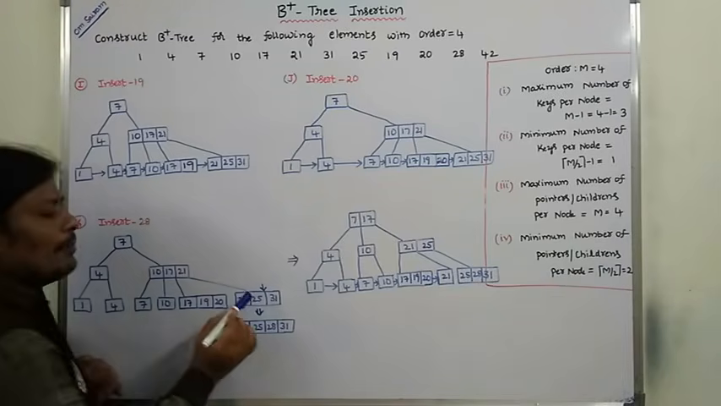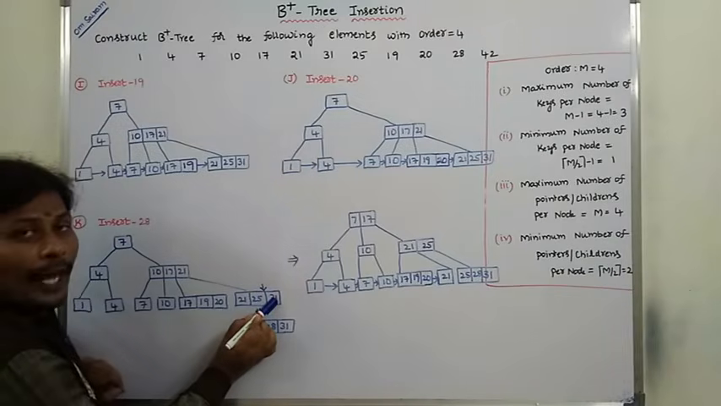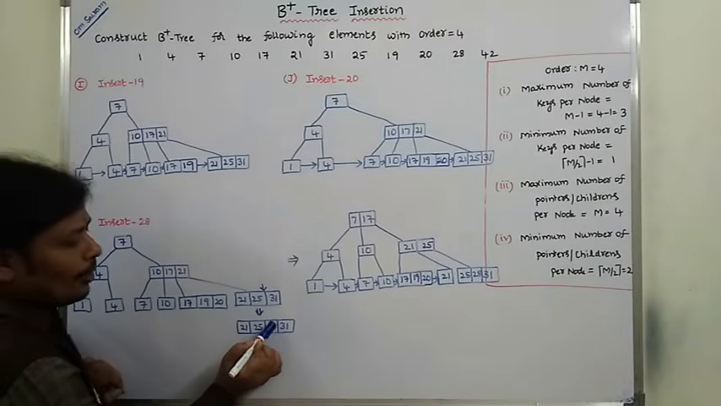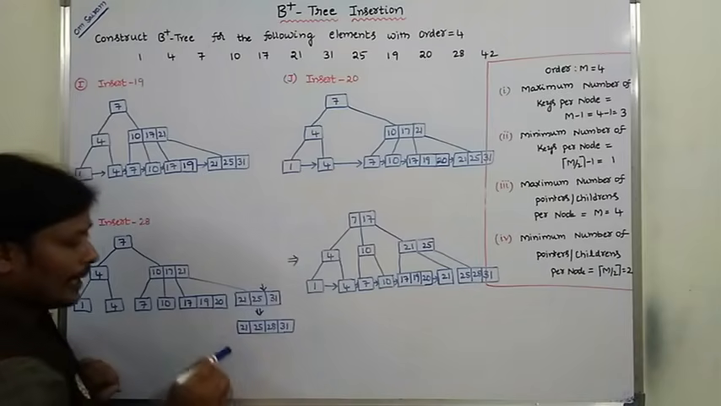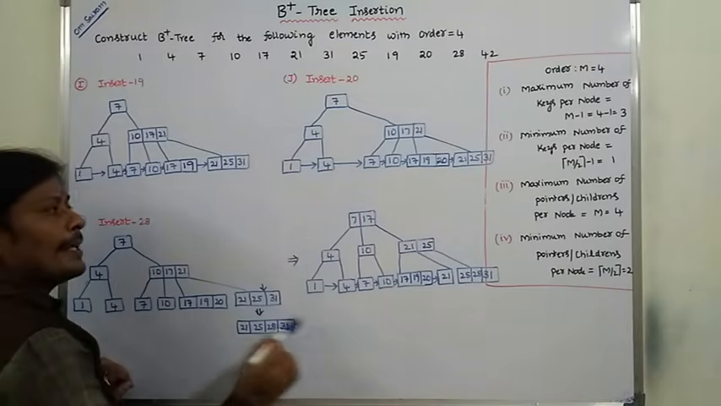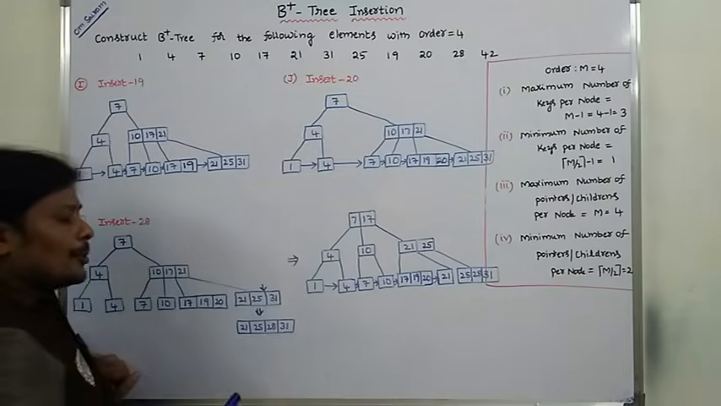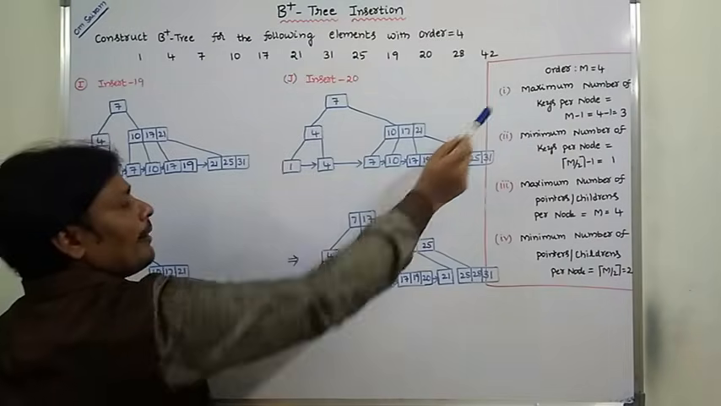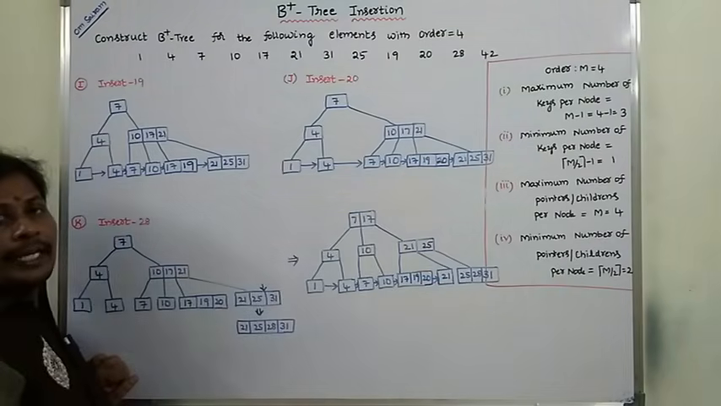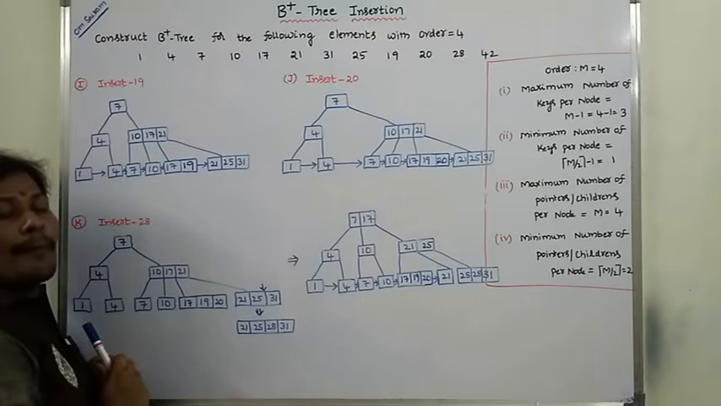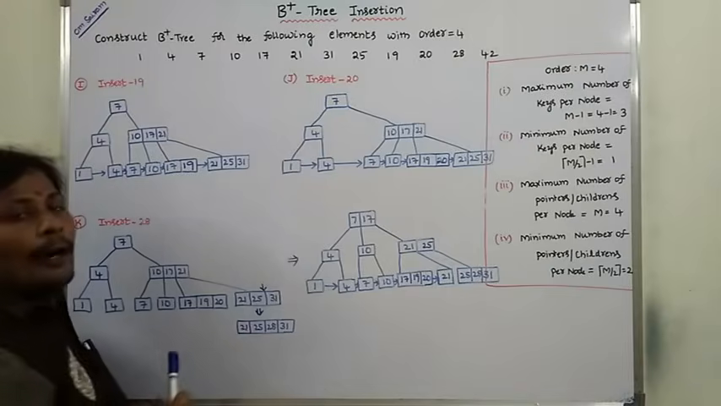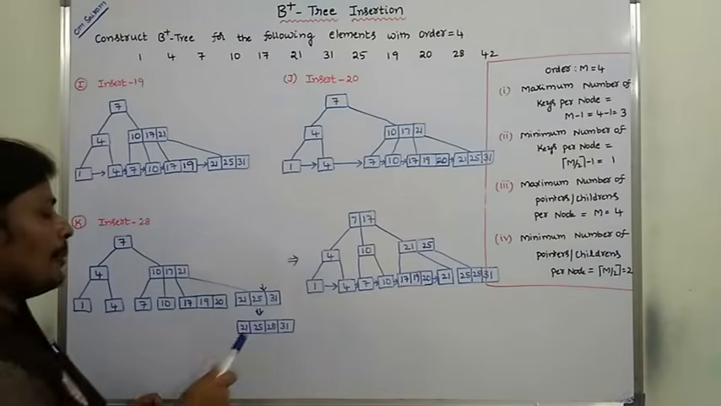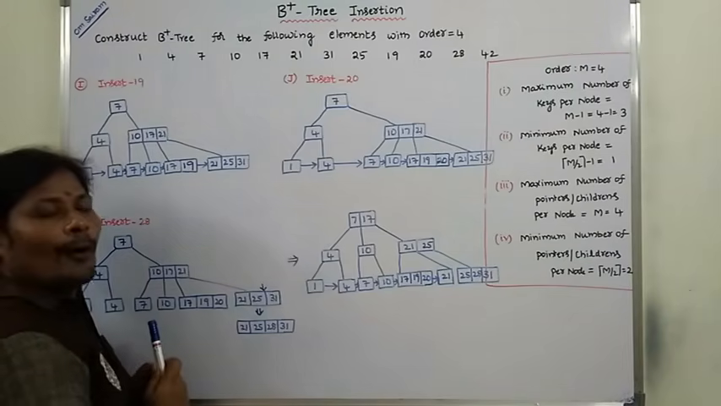So 28 can be inserted between 25 and 31. Go to the middle pointer. Here 28 can be inserted in this place. But this node violates property 1. Each and every node in a B plus tree of order 4 contains a maximum of 3 key elements, but here this node contains 4 key elements, so we have to perform the splitting operation.